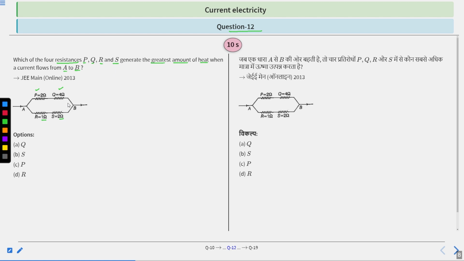Clear? So this question asks about which one produces the greatest amount of heat when the current flows from A to B. Given options: option A is Q, option B is S, option C is P, and option D is R. So which option is correct? A, B, C, D? You have 10 seconds to solve this question. After 10 seconds, we will provide the solution.